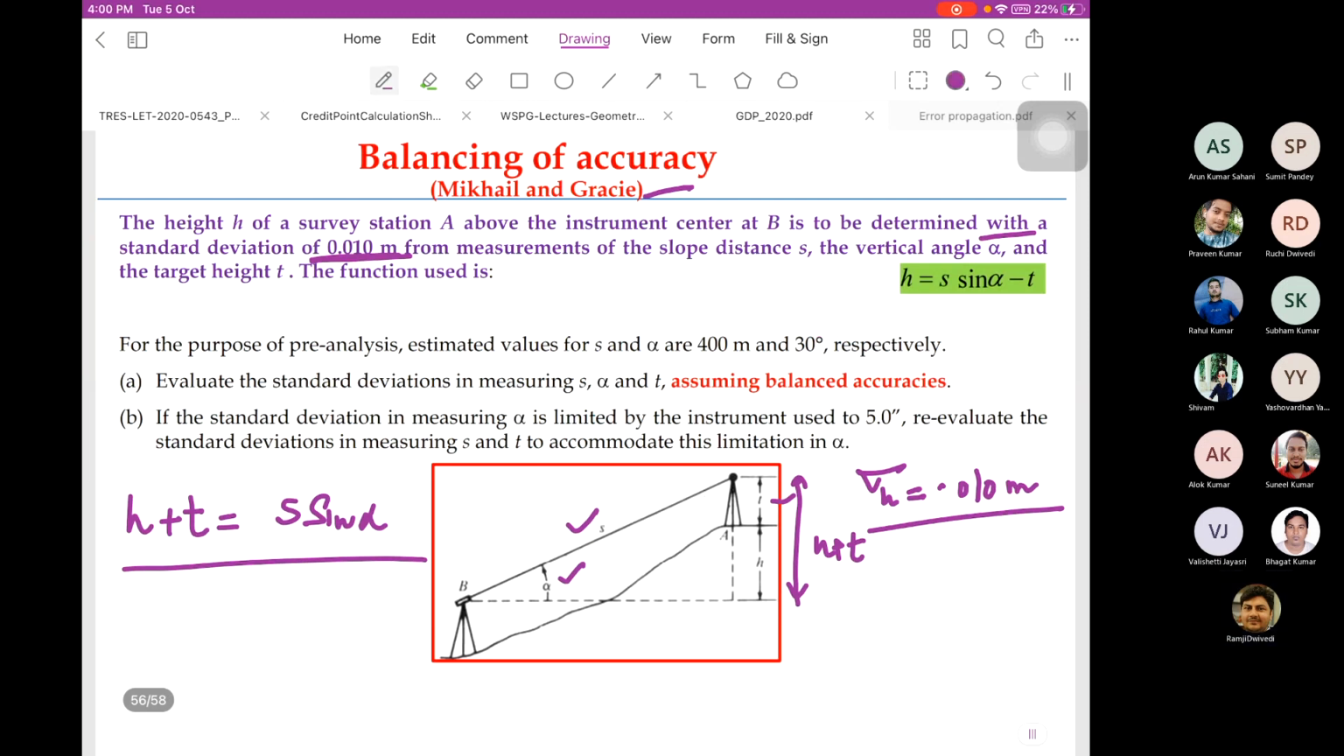In your error propagation, you generally estimate the sigma h by knowing the errors in three fundamental quantities, which is s, alpha, and t. But in the given problem, the client has given a deadline, or a tolerance, that the sigma h has to be this much. He cannot accept any larger sigma than this. That means he is very precise with his final deliverable.